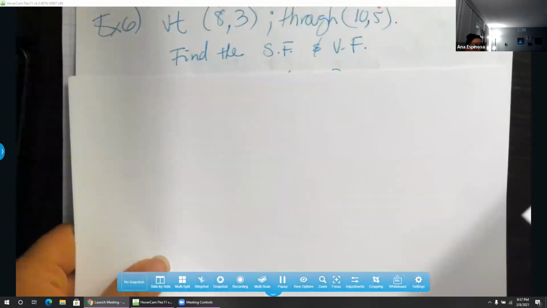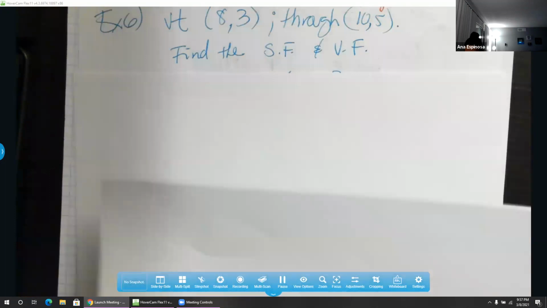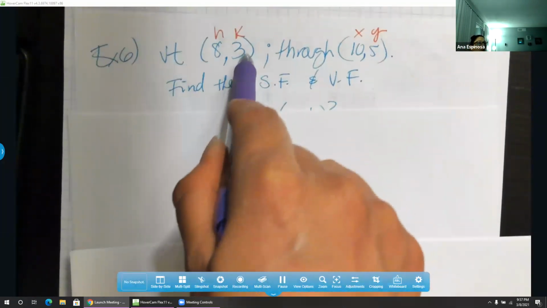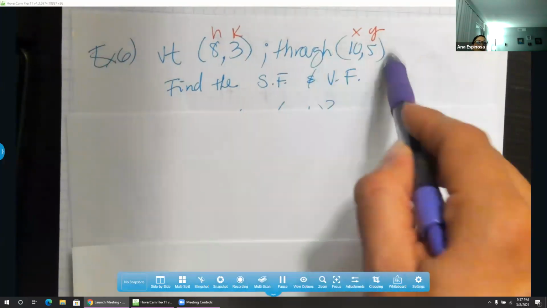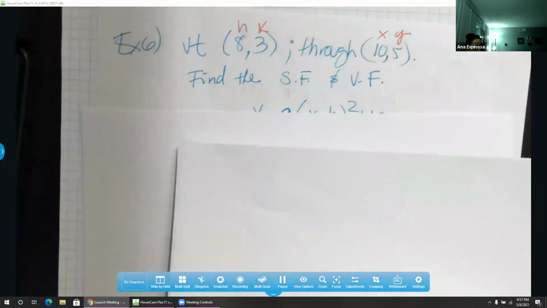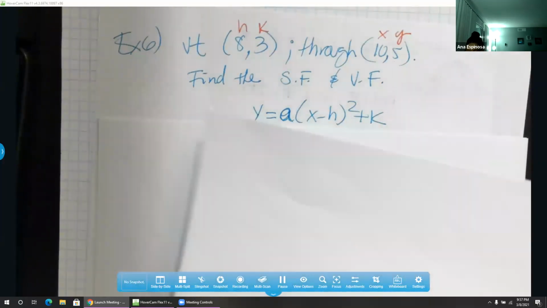Okay, so I just rewrote it again. All right. This is your h, that's your k. Whenever they give you the vertex, that's hk. Whenever they give you any random point, that's x1. So we're going to use vertex form, and we're going to plug in everything we know.